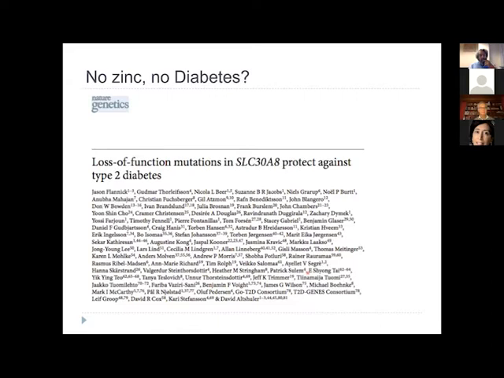So this actually creates a puzzle. Why do some data suggest that reduced zinc promotes type 2 diabetes, but complete loss of the zinc transporter actually protects? So apparently, there are a lot of interesting questions that can be asked.